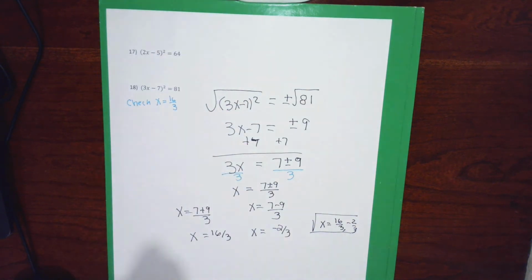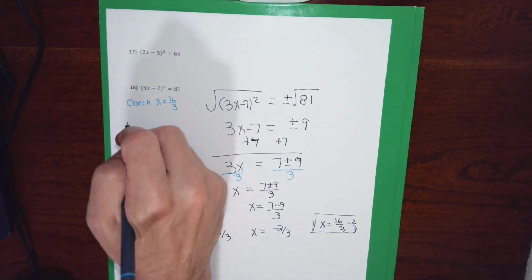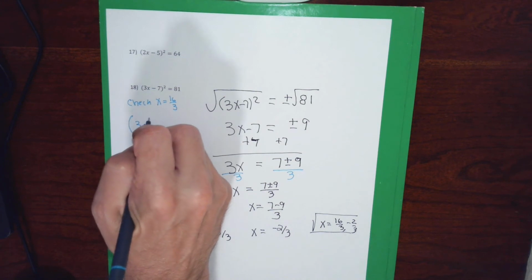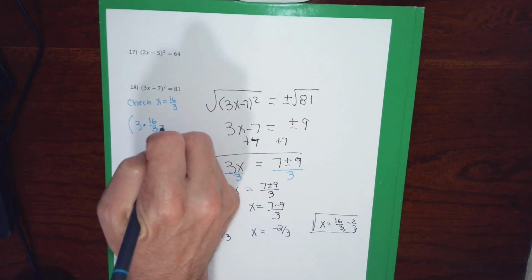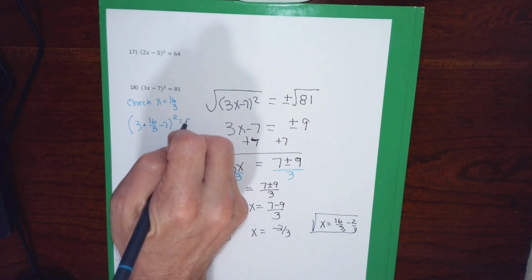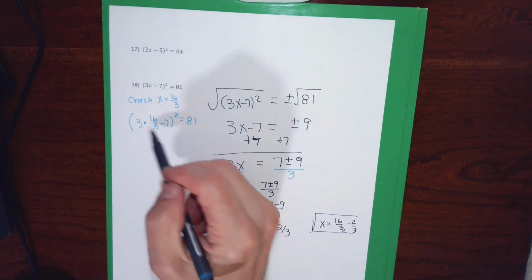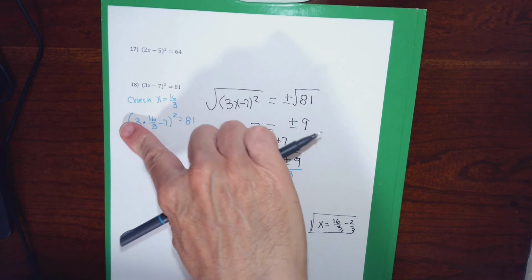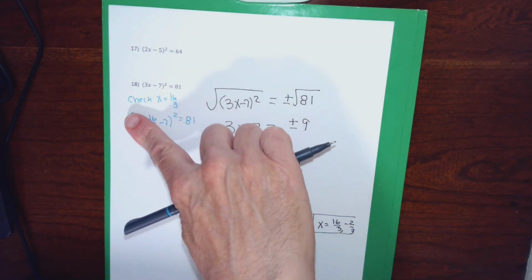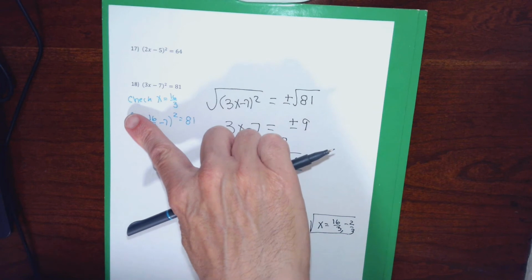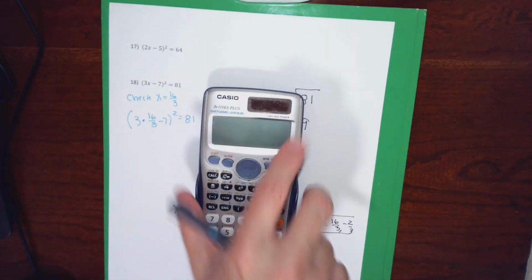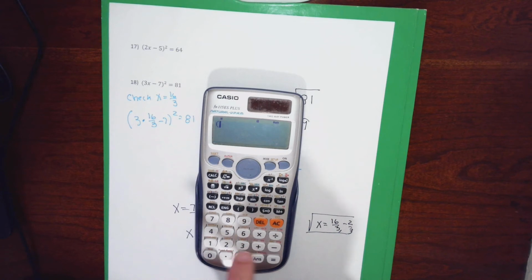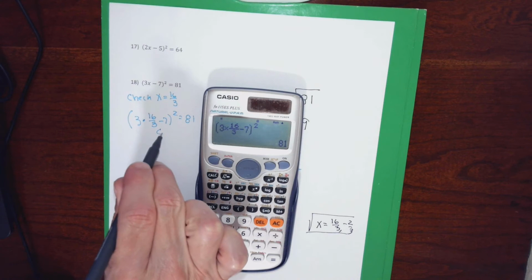If I wanted to check the 16 over 3, I'd see if (3 times 16 over 3 minus 7) squared equals 81. Turns out that those 3's cancel, and you're left with 16 minus 7 under the radical, which is just 9, and 9 squared is 81. So the reason it works is because the 3's cancel, but I don't need to be so clever right now. (3 times fraction 16 over 3 minus 7) squared gives me 81 equals 81.